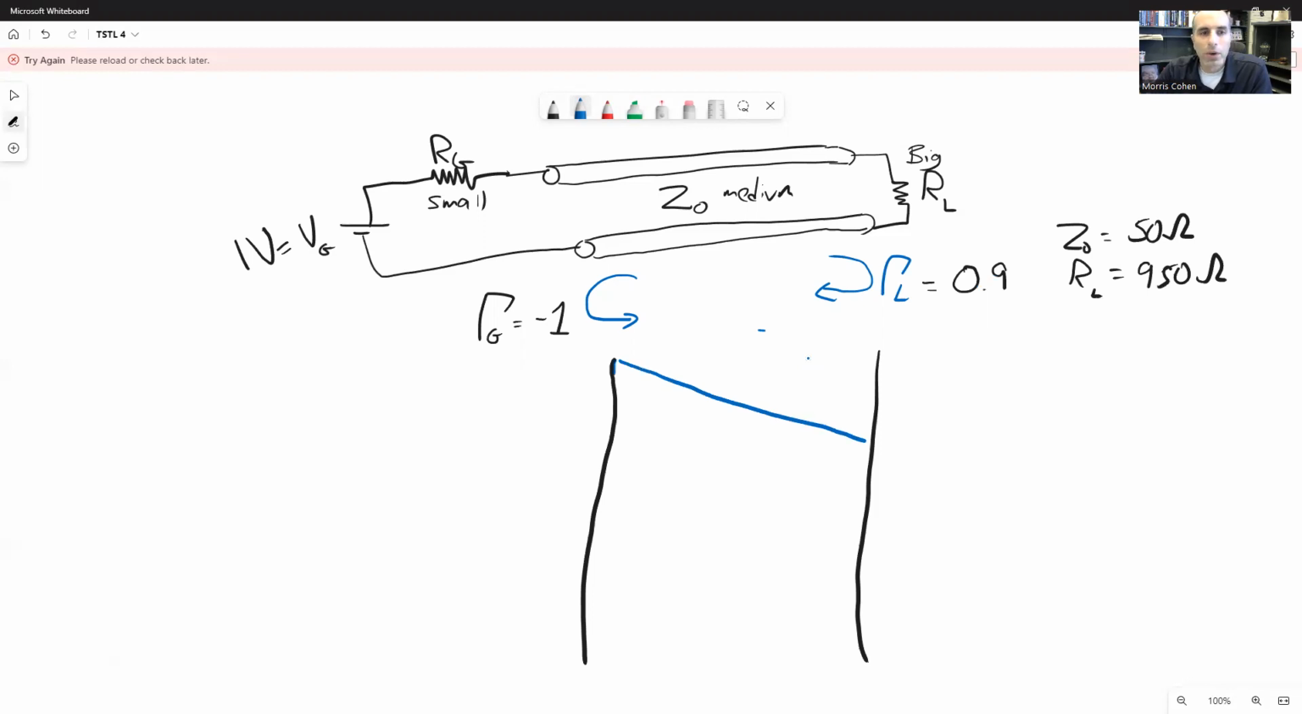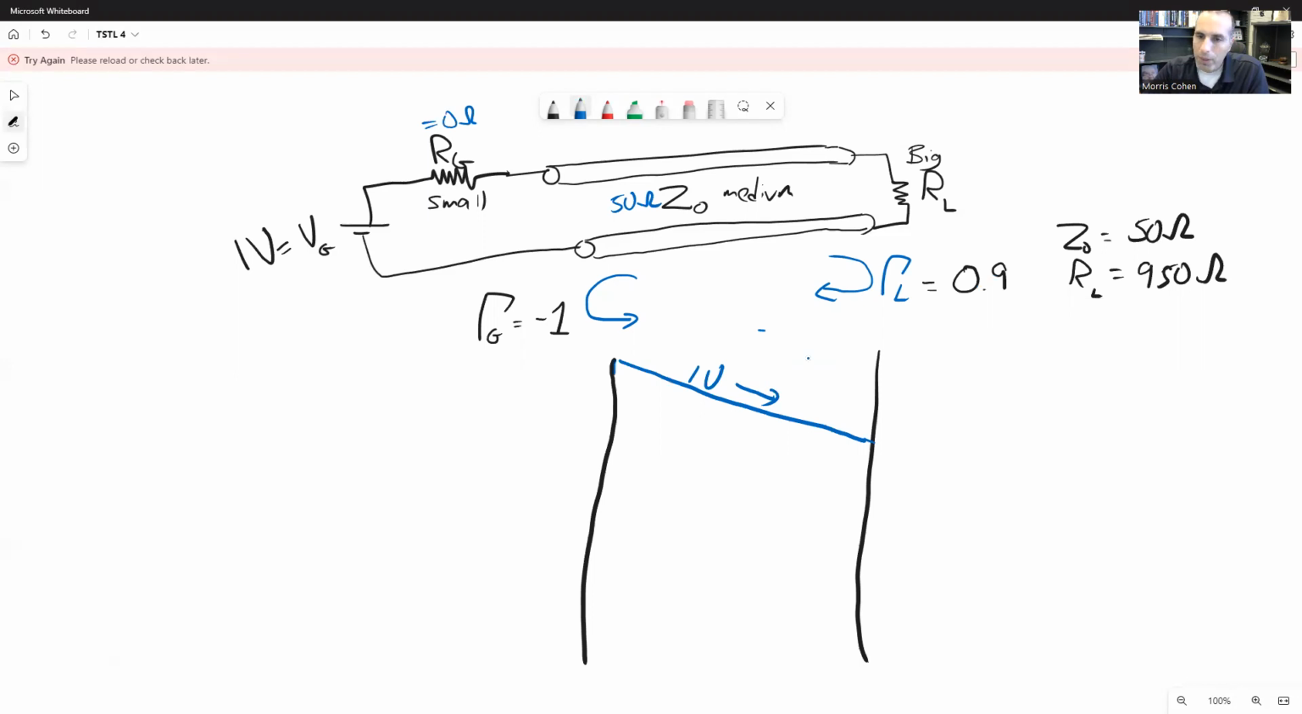That voltage is going to be, take this 1 volt from the generator and apply a resistor divider between RG, which is 0 ohms, and our transmission line impedance, which is 50 ohms. Well, that's an easy resistor divider rule to do. All the voltage is going to appear across the transmission line. So this is going to be 1 volt moving that way and encountering the load.